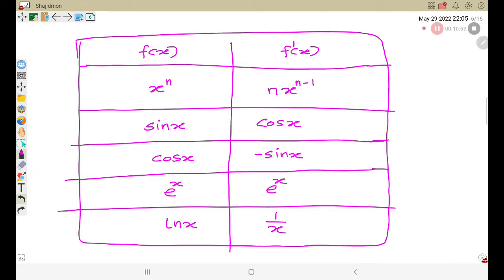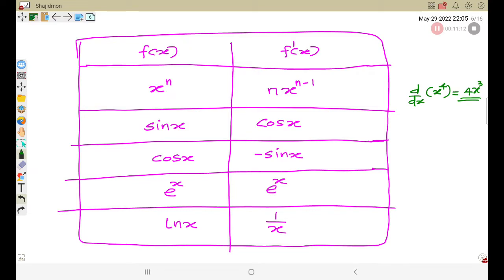Okay, n x power n minus 1 means, for example, the derivative of x power 4. How are we doing the x power 4 derivative? 4 x power 3, correct? N into x power n minus 1, reducing 1 power. So 4 multiply x power 3.